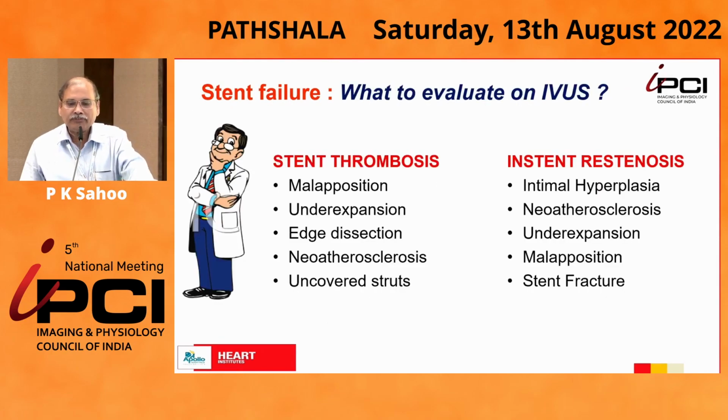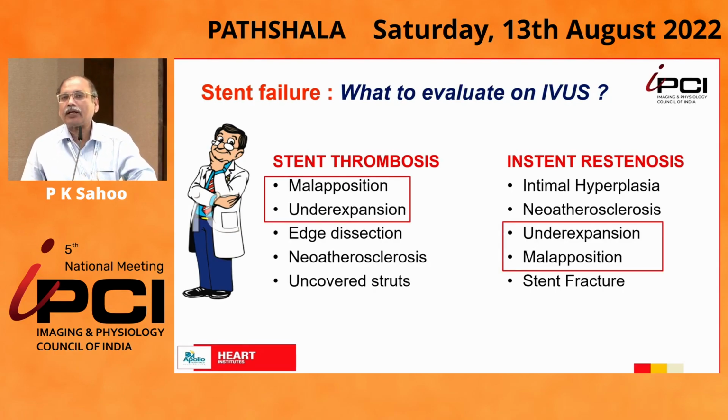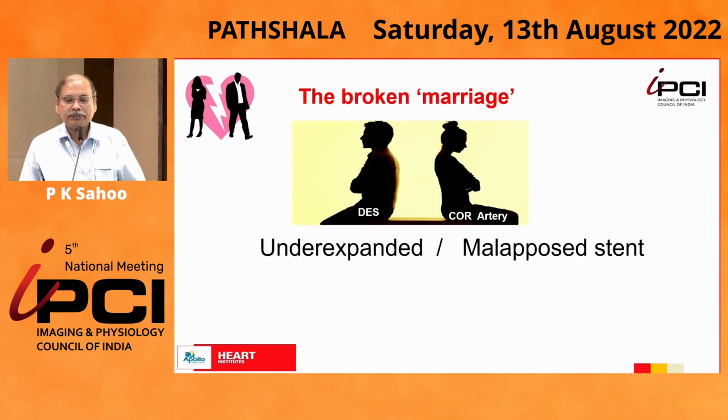But when to evaluate with IVUS, there are two major issues. One is stent thrombosis, where you will see malapposition, underexpansion, edge dissections, neoatherosclerosis, uncovered struts. The other is in-stent restenosis: intimal hyperplasia, neoatherosclerosis, underexpansion, malapposition, and stent fracture. But common between them is underexpansion and malapposition. Whenever a stent is put, a broken marriage takes place when underexpansion or malapposition occurs between the stent and the coronary artery.